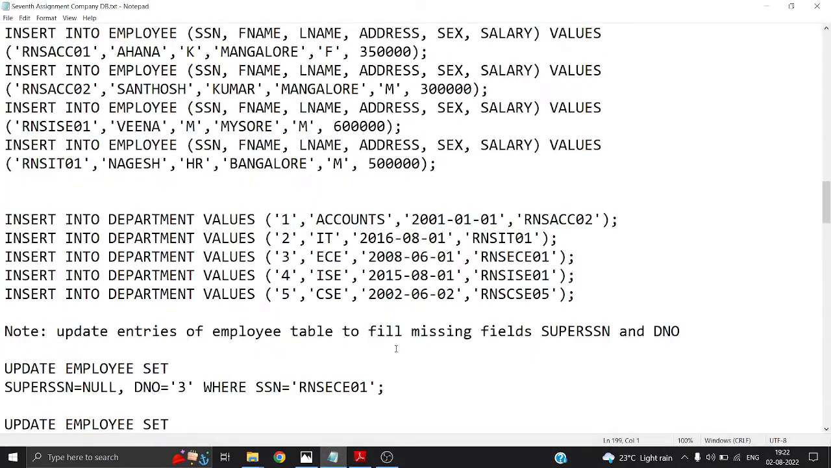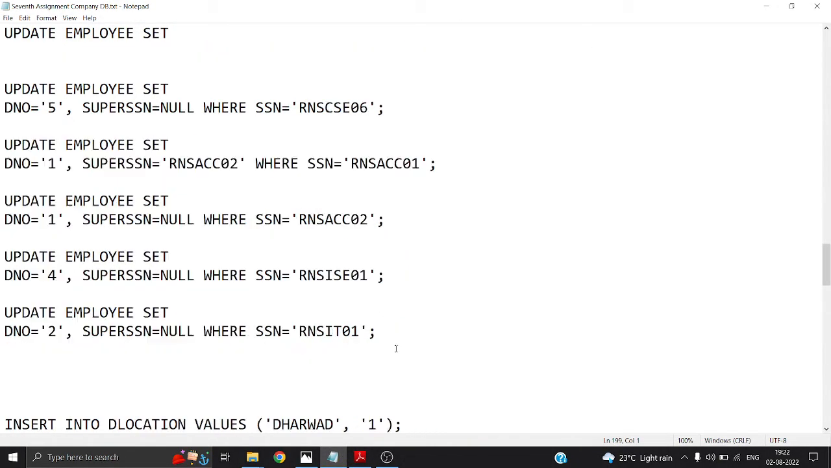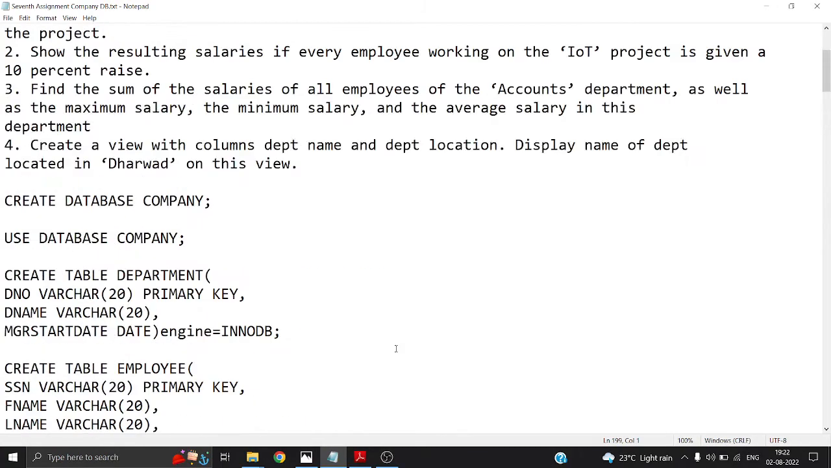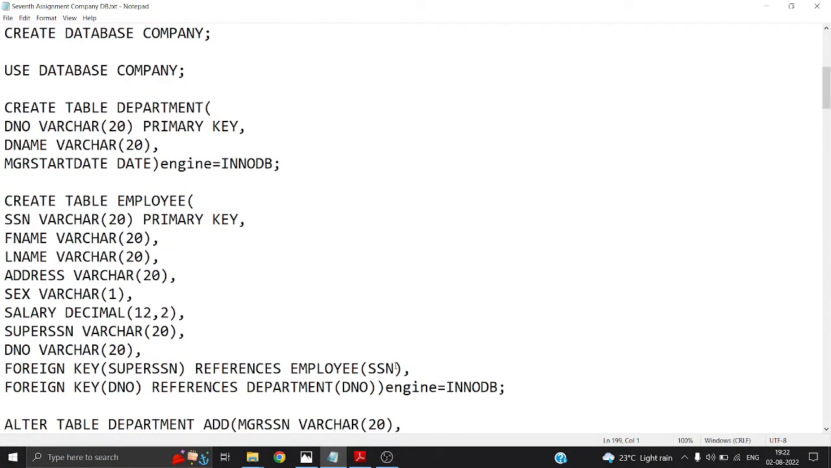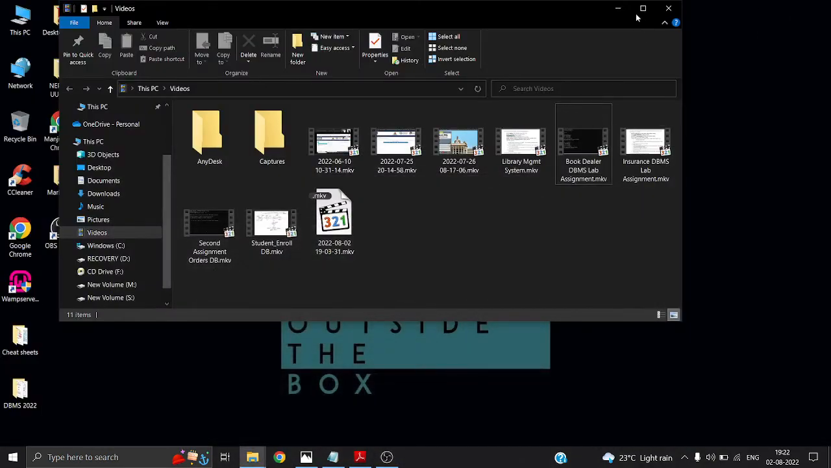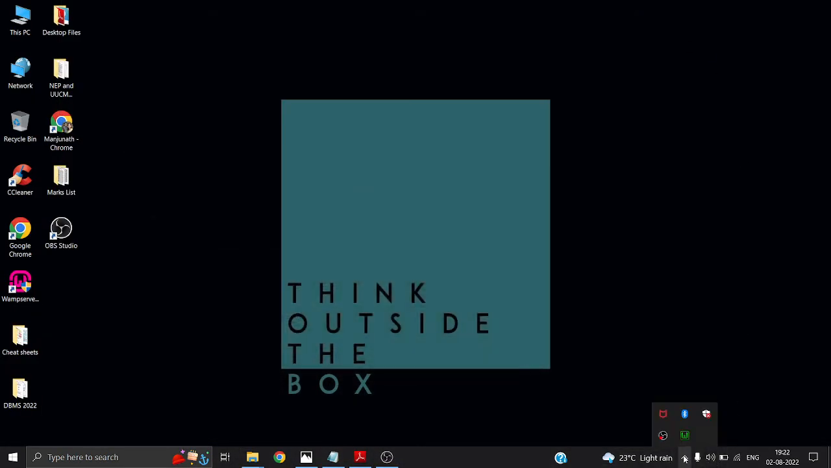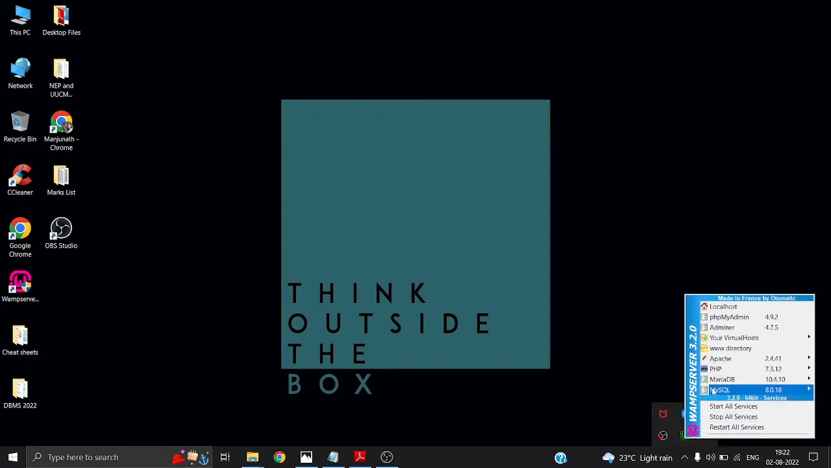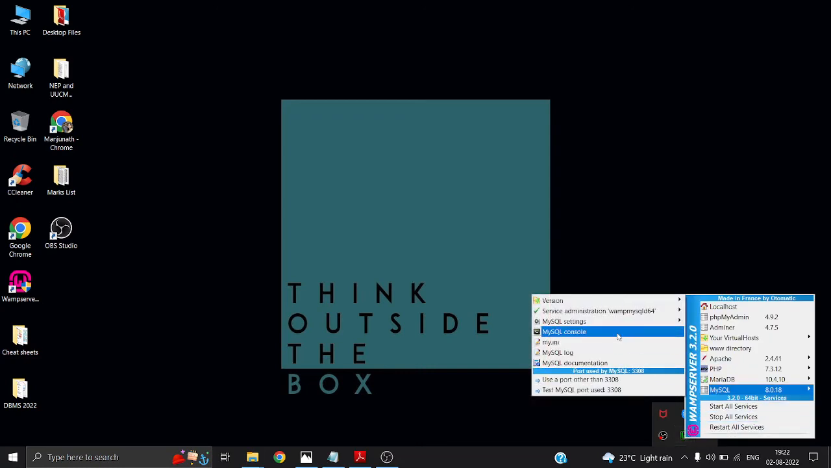So now getting back to the table structures. First we will create the tables. Let me open that particular MySQL. So in the MySQL from the WAMP server, just open that console.